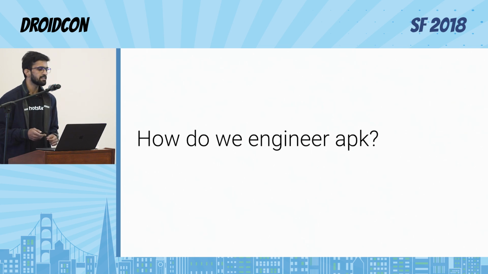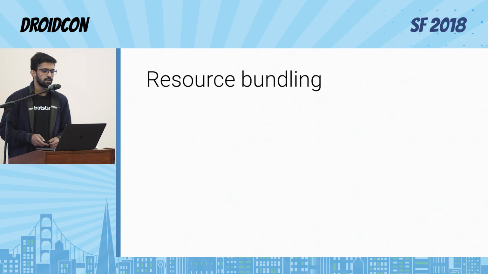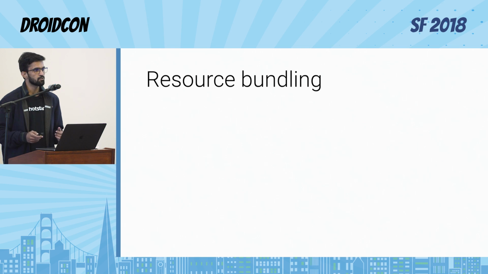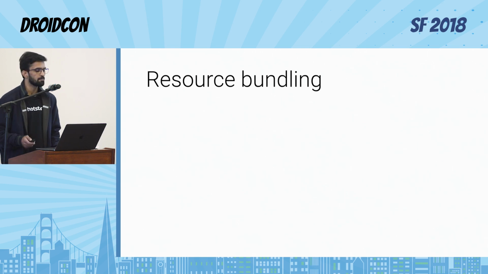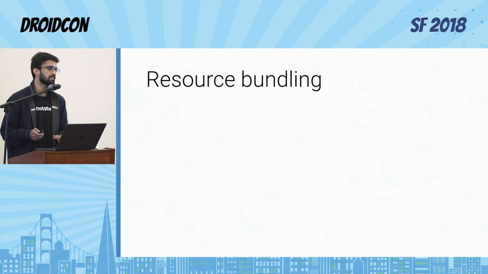I see the engineering of APK as a three-step process. Let's explore this one by one. Resources are everything that is present in the resource folder of the Android Studio Android project, along with the Android manifest. So resource bundling is handled by Android Asset Packaging Tool, that is AAPT2.